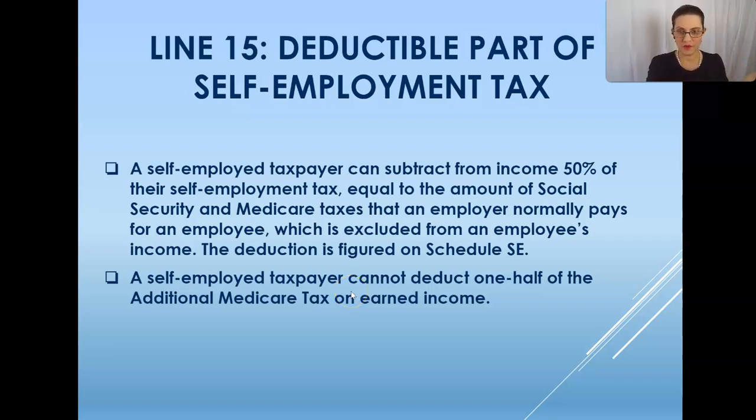When you're working for a company as an employee and you're getting wages on a W-2, the employer pays half of the Social Security and the Medicare, and the employee pays the other half. They split it. But when you're self-employed, you don't have anybody else to pay that other half for you. So you have to pay both halves. You have to pay all of your Social Security and all of your Medicare tax.